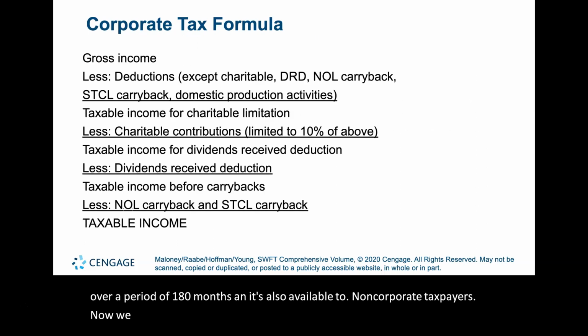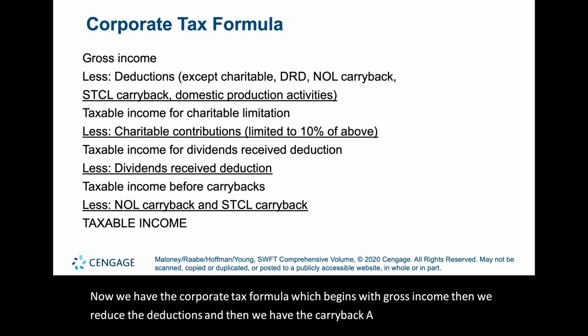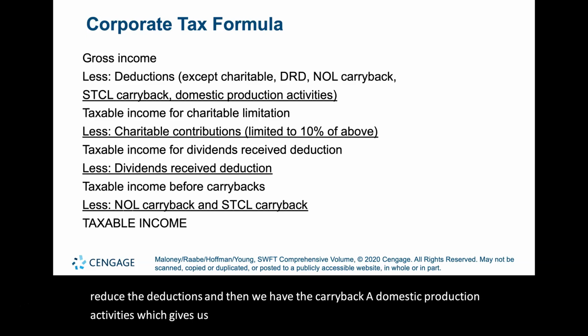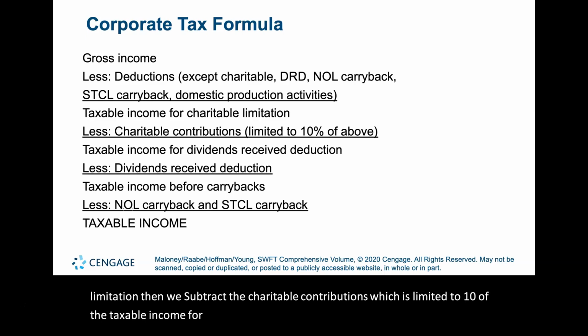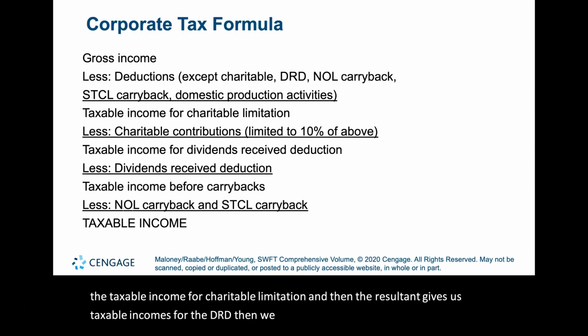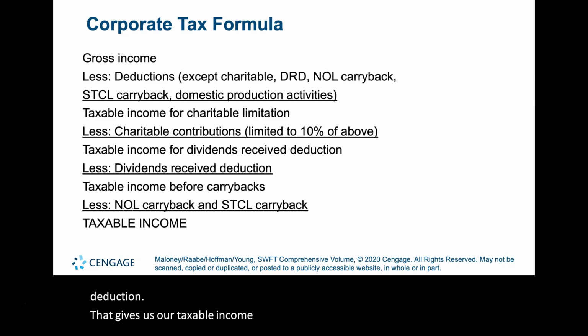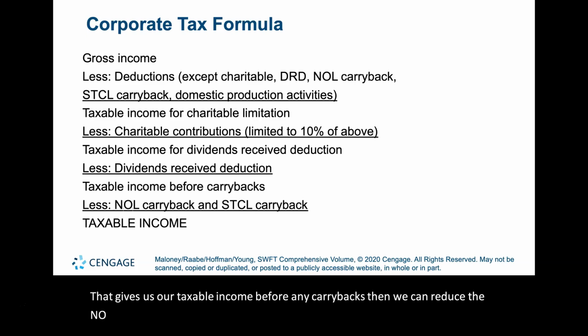Now we have the corporate tax formula, which begins with gross income. Then we reduce the deductions. And then we have the carryback of domestic production activities, which gives us the taxable income, which is subjected to the charitable limitation. Then we subtract the charitable contributions, which is limited to 10% of the taxable income for charitable limitation. And then the resultant gives us taxable income for the DRD. Then we reduce the DRD, the dividends received deduction. That gives us our taxable income before any carrybacks. Then we can reduce the NOL carryback or the STCL carryback to get our taxable income.